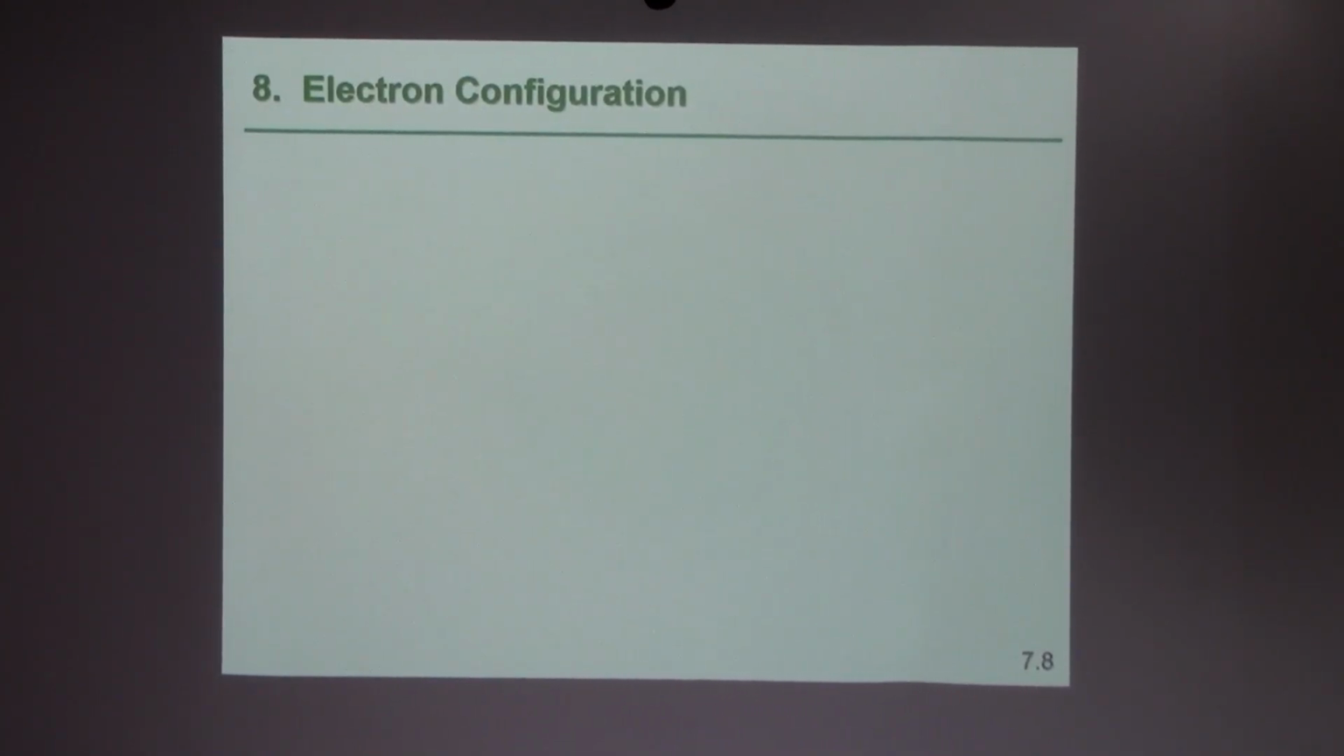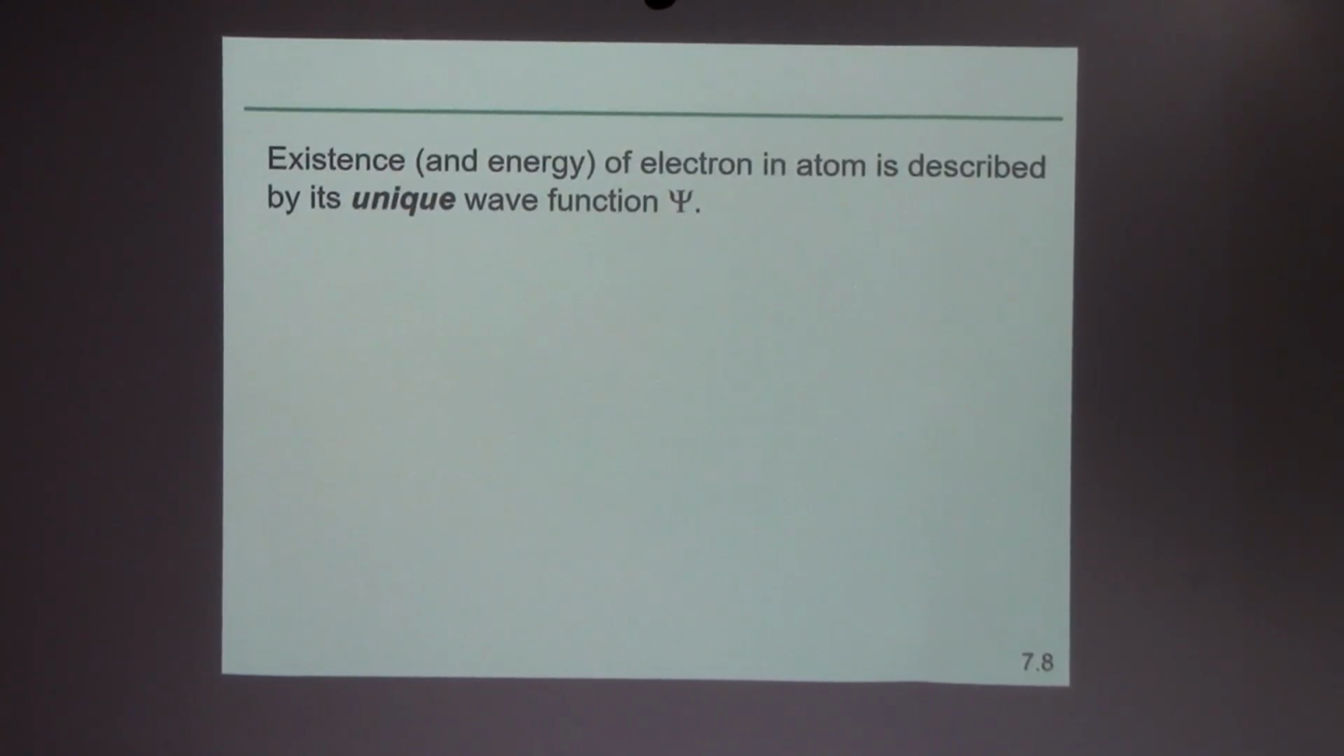So now let's take a look at electron configuration. What is that? Well, electron configuration will tell us how the electrons of an atom are arranged in that atom. So the existence and energy of an electron in an atom is described by its unique wave function psi. And psi is a function of n, l, ml, and ms.